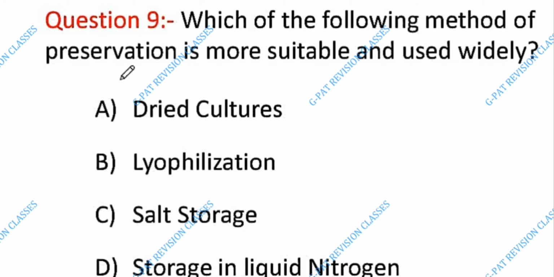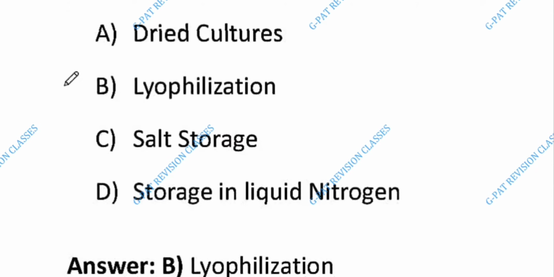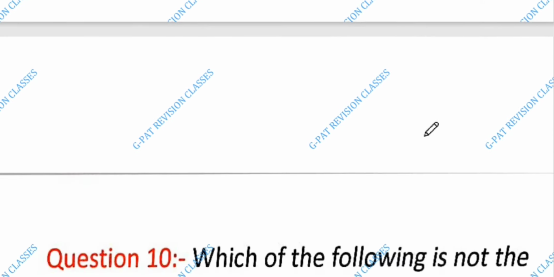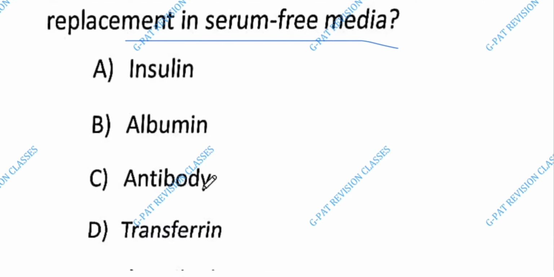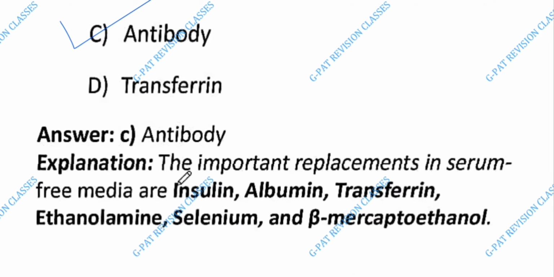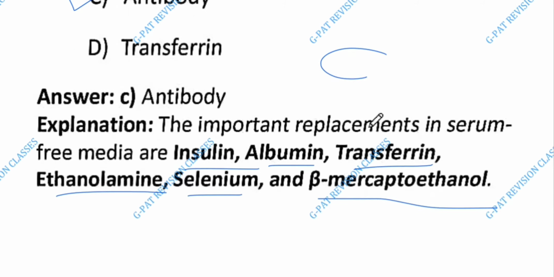The answer is B. Next is ninth question number. Which of the following method of preservation is more suitable and used widely? The answer is B. Lyophilization. Next is 10 question number. Which of the following is not the replacement in serum-free media? The answer is C. Antibody. Explanation is the important replacements in serum-free media are insulin, albumin, transferrin, ethanolamine, selenium, and beta-mercaptoethanol. The answer is C.